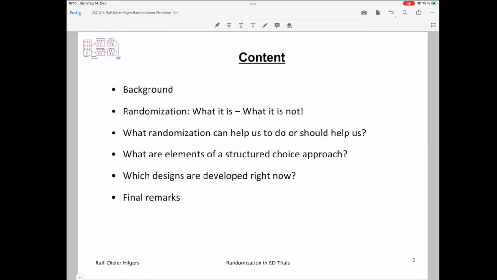So I start with background, and then the other topics are, what is randomization and what it is not? And then we come to the third part, what randomization can help us to do in particular rare disease clinical trials. I will give you some ideas about that. And then we end up our preliminary consideration and start working on what are elements of a structured choice approach for finding the best practice randomization procedure. And then I tell you something, which approaches did we develop right now? And I made some final remarks. So that's our way for today.